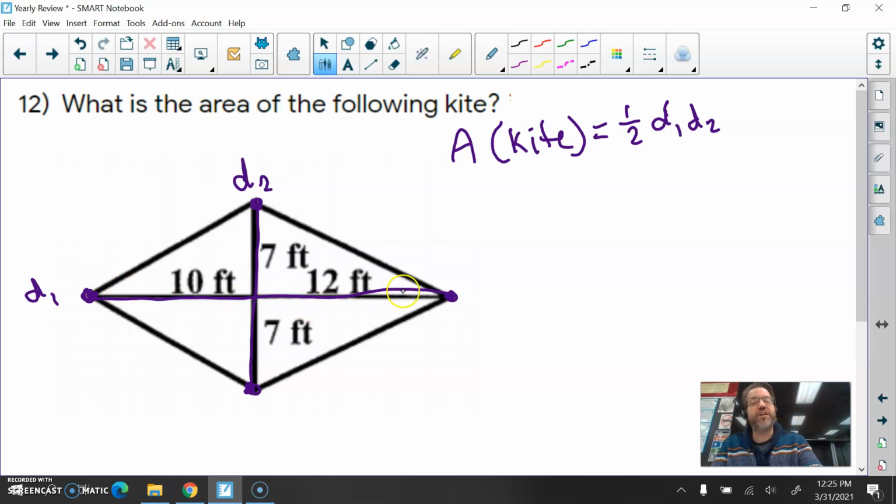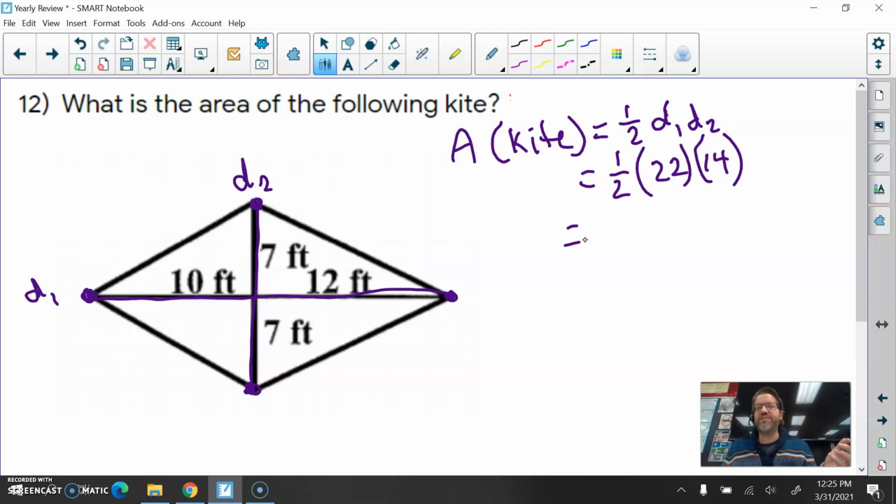So anyway, diagonal 1 here is 12 plus 10, which is 22 feet. Diagonal 2 here is 7 plus 7, or 14 feet. So we have to multiply 22 times 14, and then, of course, find half of that. Okay? So, you can just grab a calculator and go 22 times 14, and you get what? 308, I think. And then cut it in half by dividing by 2, and you'd get 154.